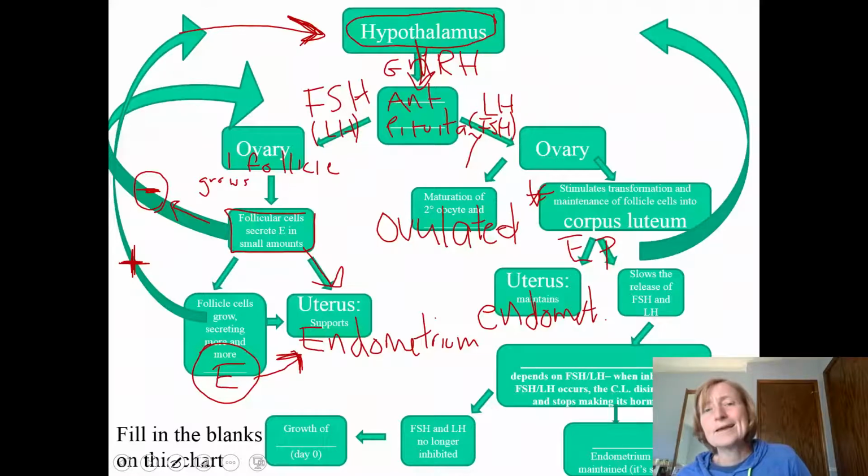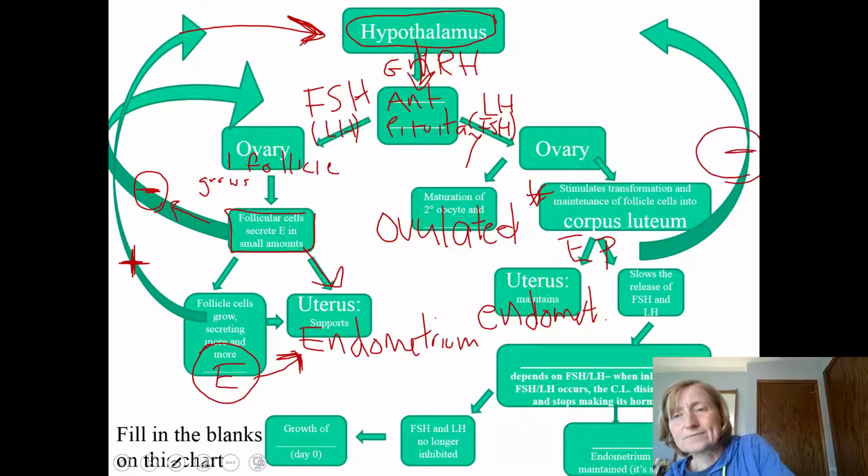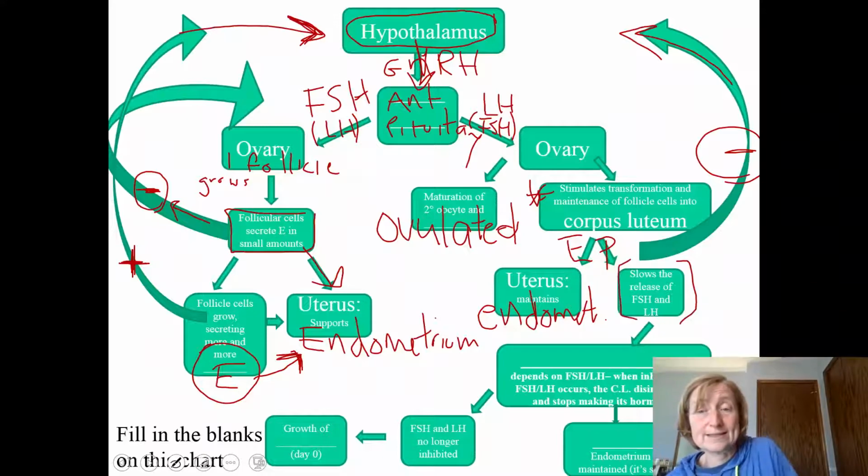Okay. It also feeds back on the brain with a negative feedback system. The brain's like, whoa, I got to slow things down a little because we've got a lot of estradiol and progesterone going on here. And so when this negative feedback hits, the anterior pituitary starts to slow the release of FSH and LH. Slow down. Okay, we don't need so much FSH and LH anymore.